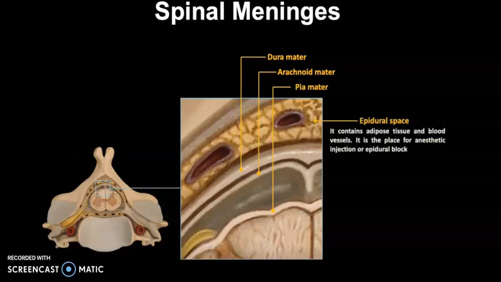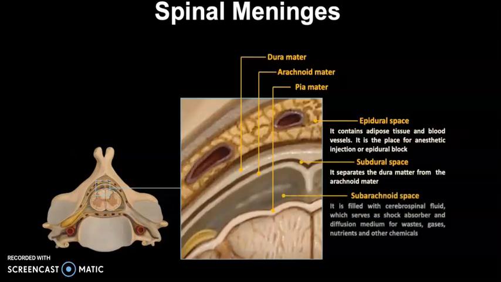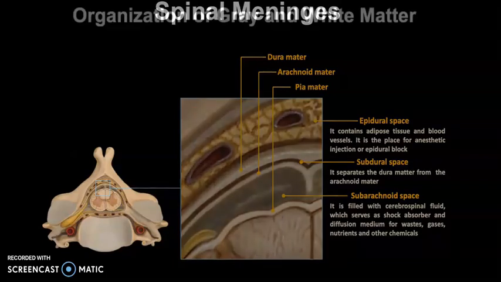The space that you're going to have in between the dura mater and the arachnoid mater, that's going to be called the subdural space. And the space that you're going to have between the arachnoid mater and the pia mater is going to be called the subarachnoid space. That's the area where you're going to have the cerebrospinal fluid.